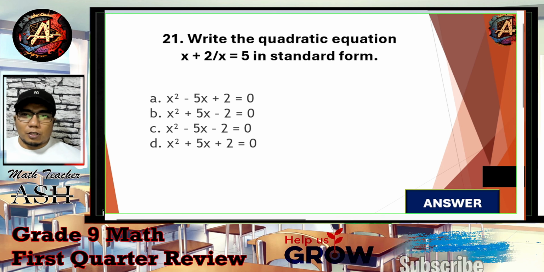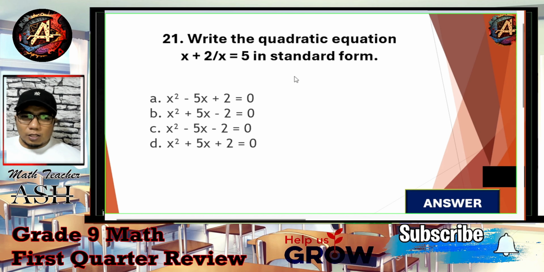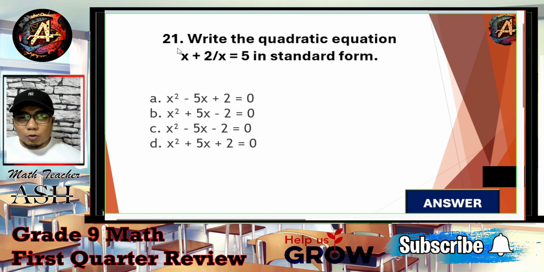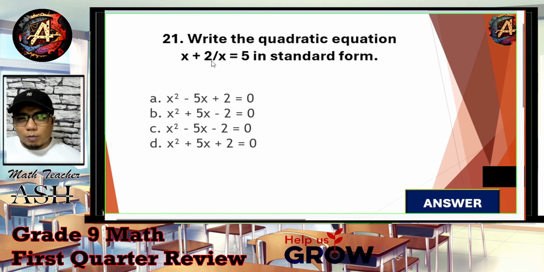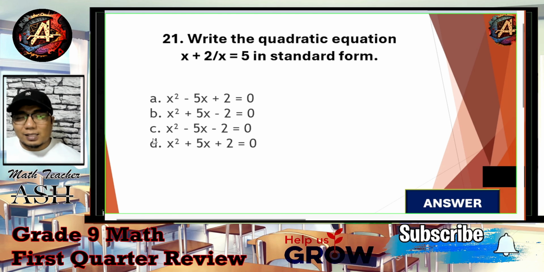Okay, my dear math learners, as I have said earlier, in transforming equations into a quadratic equation, what you need to do is multiply the whole equation by its LCD. In this case, there is only one denominator, so you multiply the whole equation by its denominator. So if you multiply x to the three terms that we see here, this one will become x squared. This one will become 2x over x, canceling the x, this will become positive 2. So, positive 2, positive 2. Therefore, B and C are already wrong.